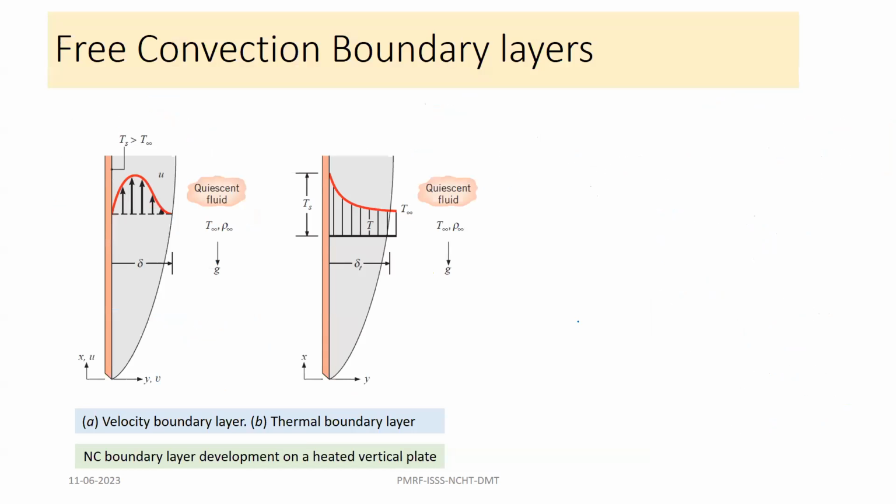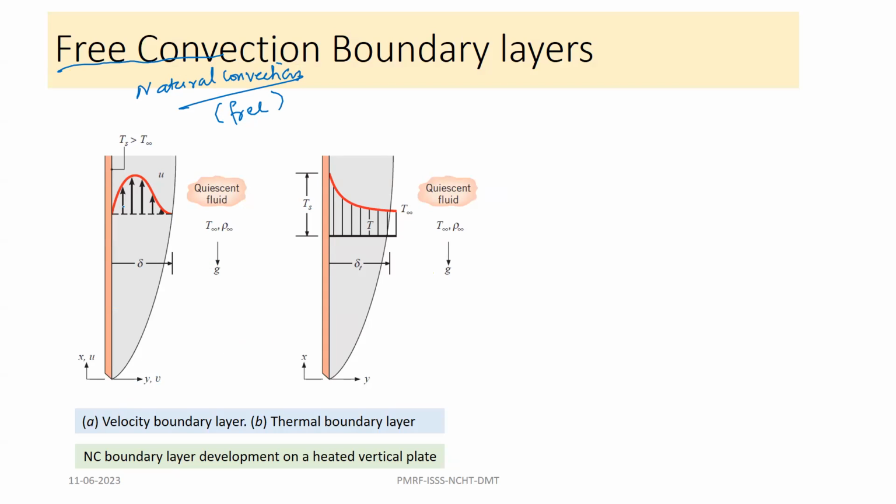Okay. Now let us look at the free convection boundary layer. Free convection, also called natural convection, is available free, because we are not supplying any energy. The flow happens by virtue of the density or temperature variation in the fluid.